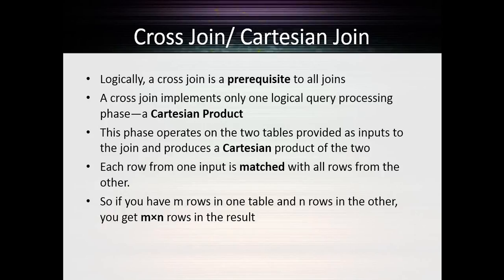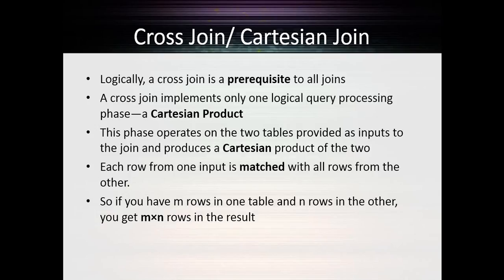So the first type of join that we are going to discuss is the Cartesian join. And the Cartesian join logically is a cross join and is a prerequisite to all joins. The two words to be noted in this statement are: it is a cross join, and it is a prerequisite to all joins. Firstly, it is a cross join because it will cross all of the rows from the first table and from the second table and present you with the result.